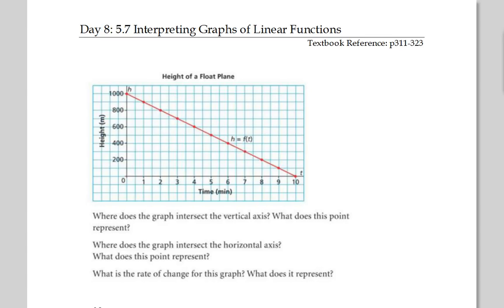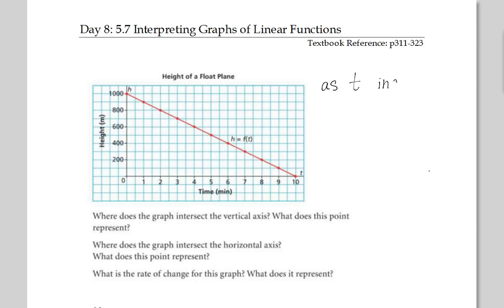Here we look at the axis and the title, and we can get a sense of what's going on. This looks like the height of a plane. And as you can tell by the graph, as time goes on, height is decreasing. So you can just jot this down here on the side. That's pretty much the best part about graphs.